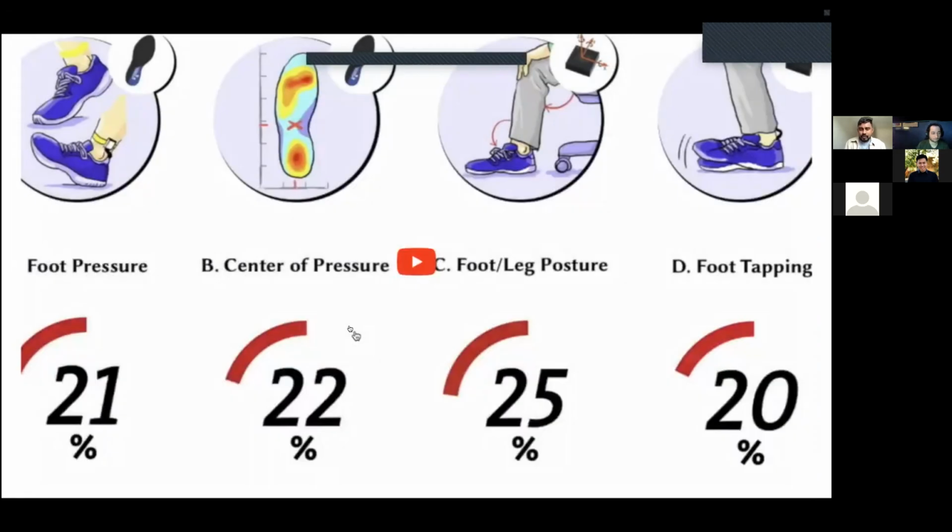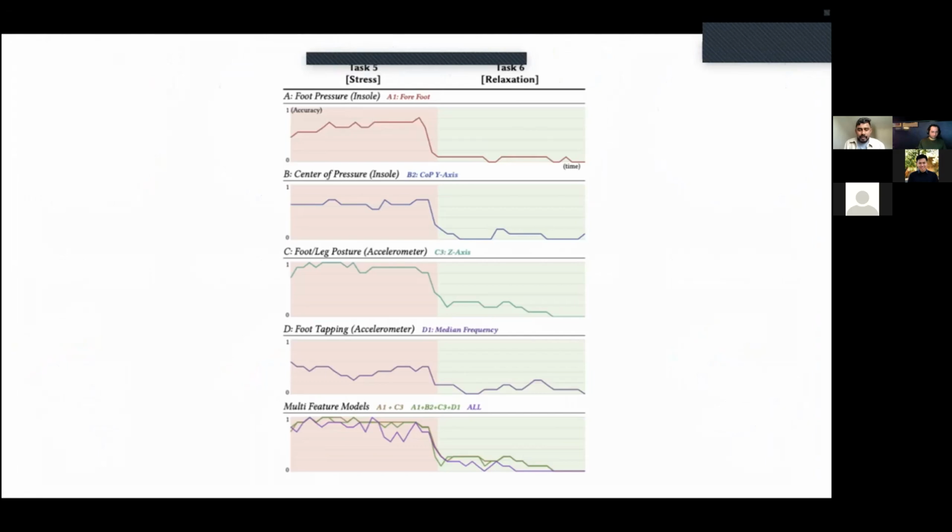So you can see this is this work we published in Sensors Journal. In this work we conducted a series of studies to collect data and then to develop the model, and then we tested the generalizability of that model, and then we used the features of this pressure and motion characteristic to develop models that can detect stress and relaxation during sedentary tasks.